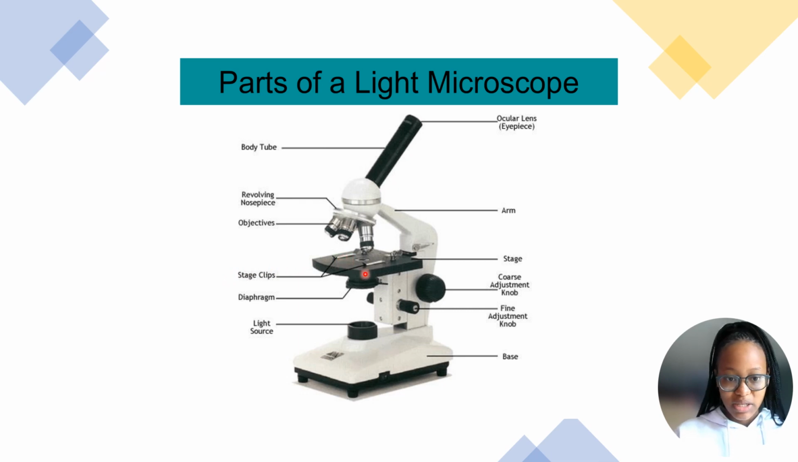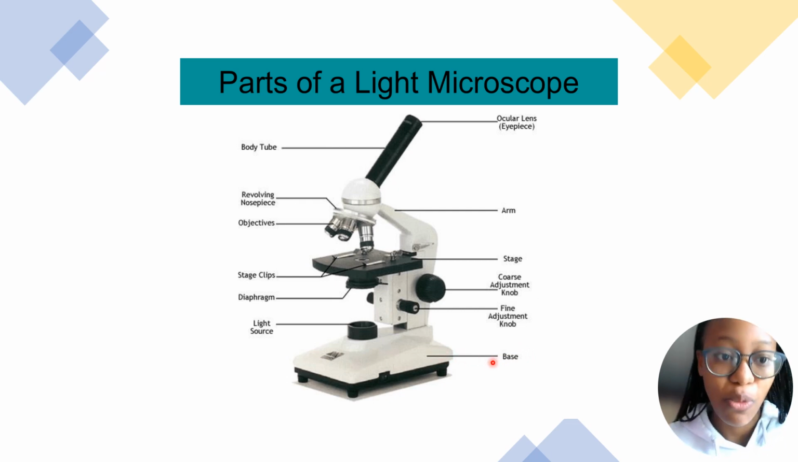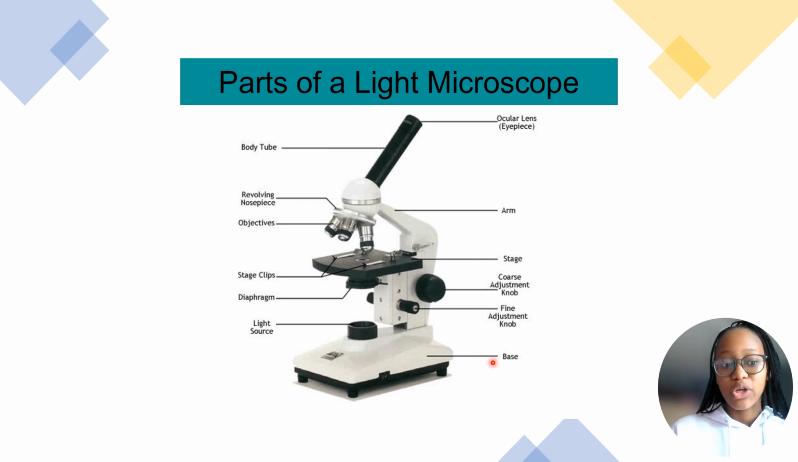Those are the two stage clips. We have a diaphragm. We have a light source. And on the side we have an arm, a stage, condenser, a coarse adjustment knob. We have a fine adjustment knob and a base. So for you to know more about these parts and their functions, you need to pay close attention to what my colleague is going to teach you about on the next slide.